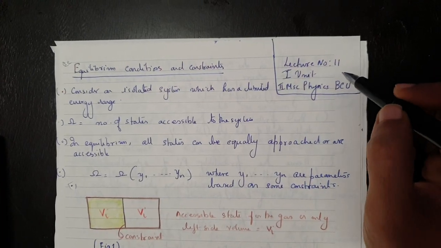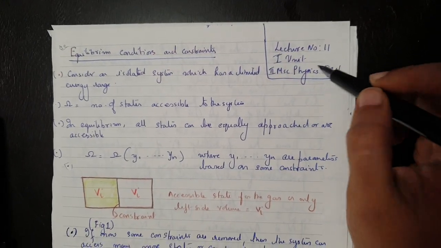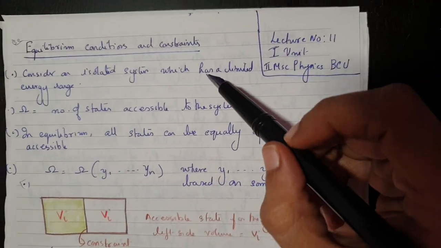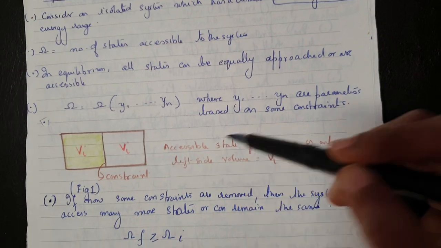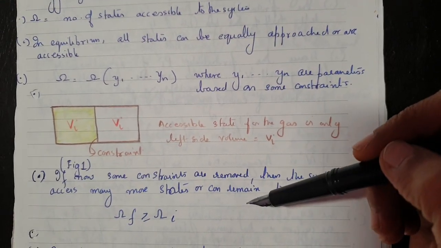Everyone, today we have lecture number 11 of your first unit from your syllabus. So the next topic is equilibrium conditions and constraints. I'll explain to you with an example, then when you read the theory you can understand by yourself.